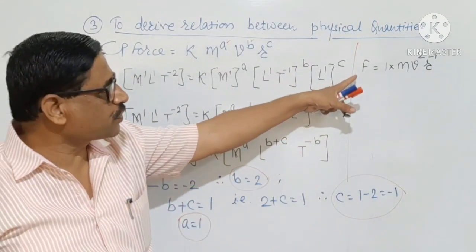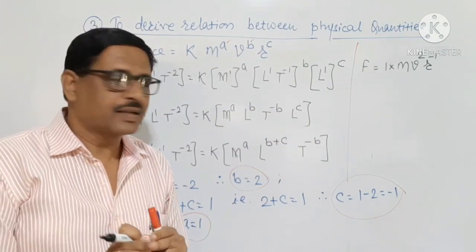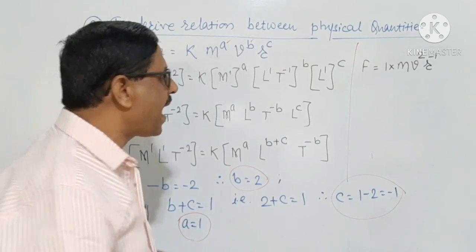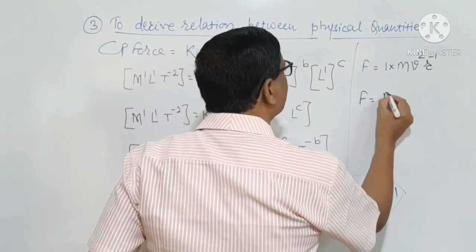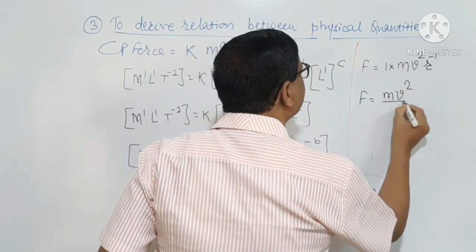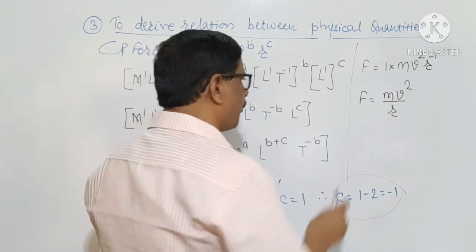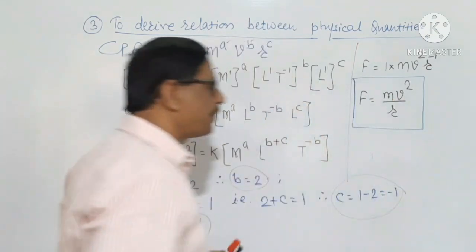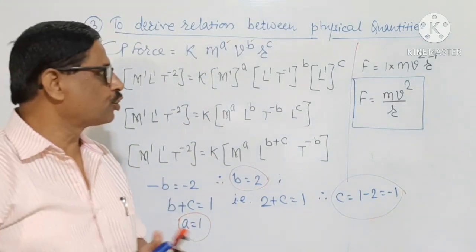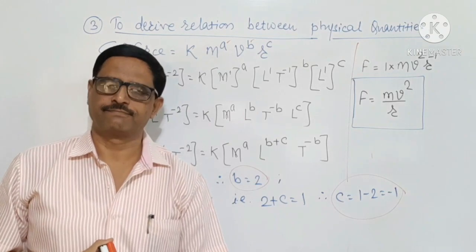This is the expression for centripetal force. Conveniently, r raised to minus 1 can be written as 1 by r, and hence the final equation for the centripetal force is mv square divided by r. And like this, using dimensional analysis, we are able to find out the equation for centripetal force in a circular motion. F is equal to mv square divided by r.